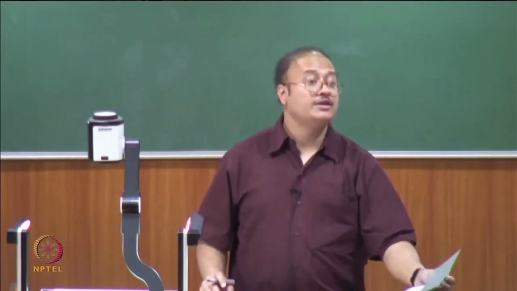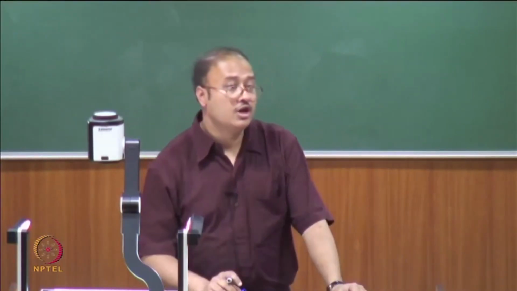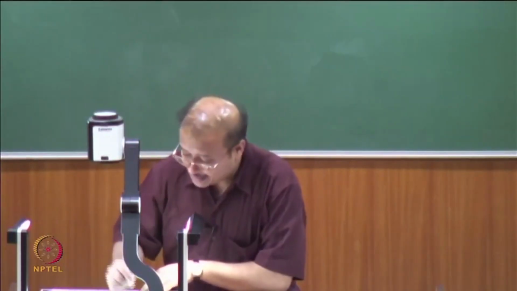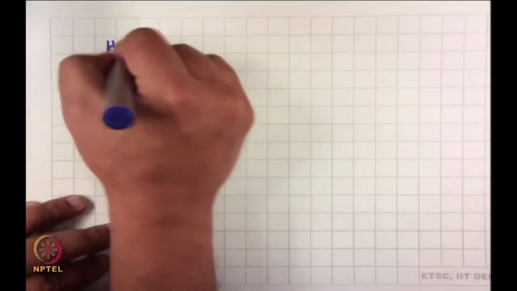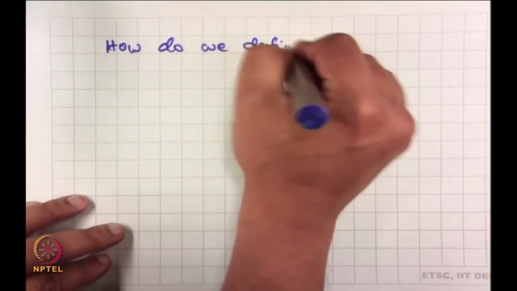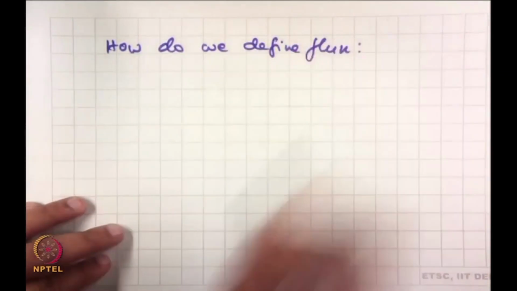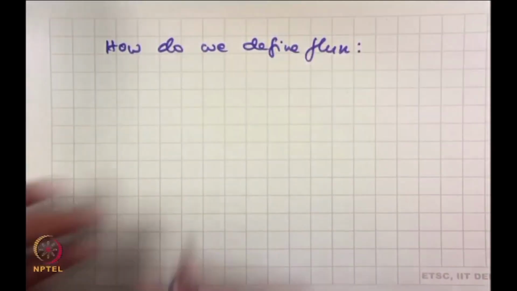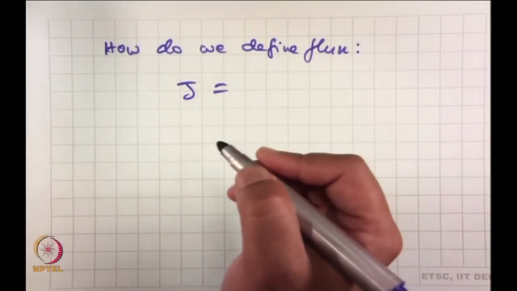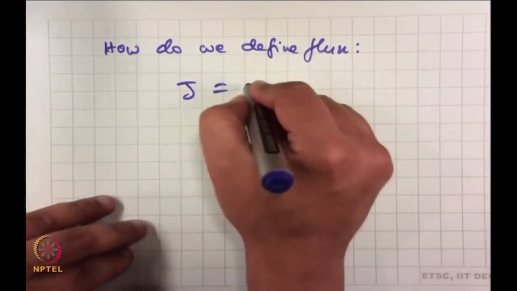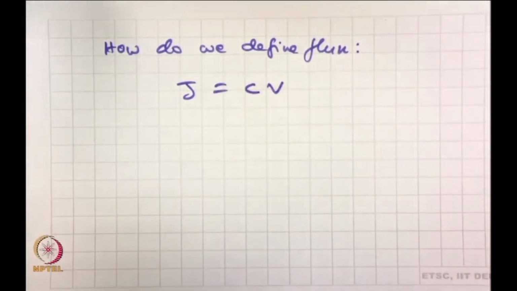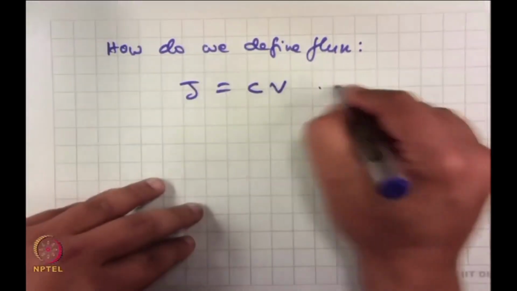Now, can we combine these two forces? So, how do we combine these two forces? What we say is, how do we define flux? Remember, flux was given by this very simple but fundamental equation, C times what? C times V. Okay. So, let this be equation 4.